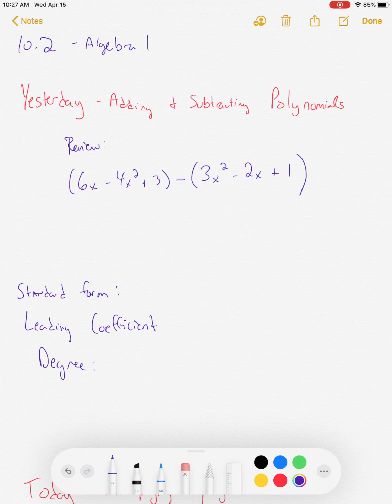If you remember from yesterday, we talked about adding and subtracting polynomials. I have one quick review problem on the screen for you right now. If you want to pause the screen and do it and then check your answer, that might be a good idea. I'm going to go through it right now.